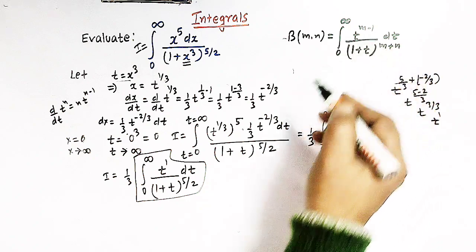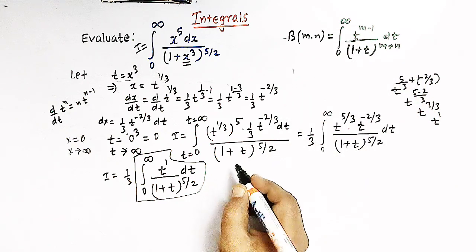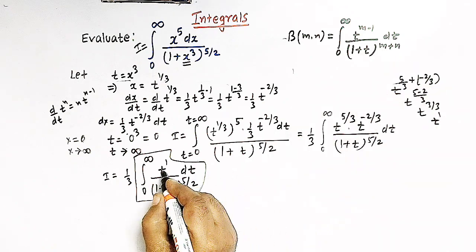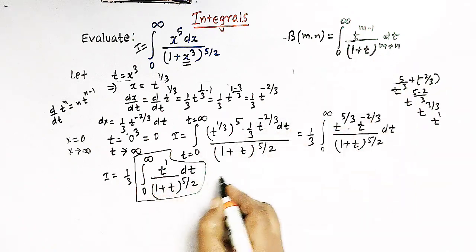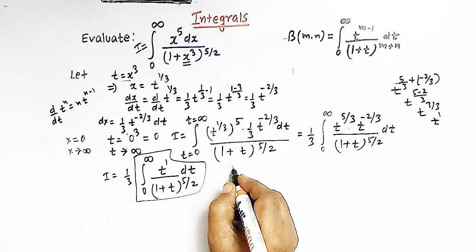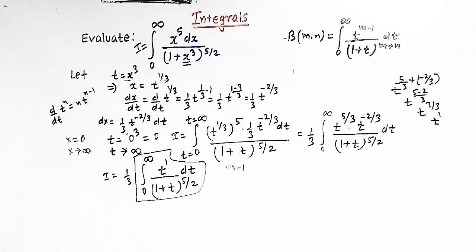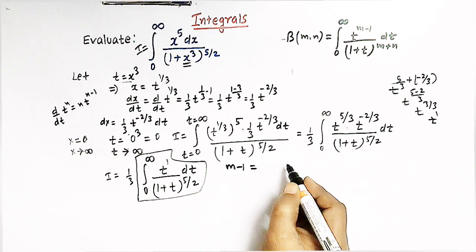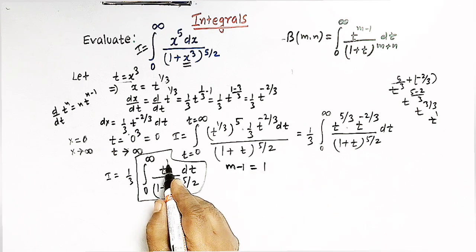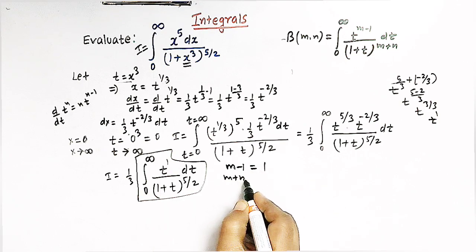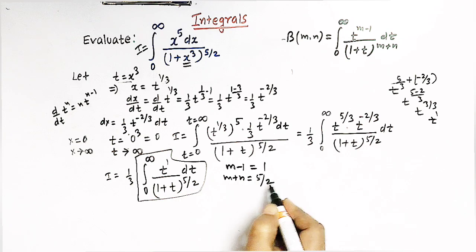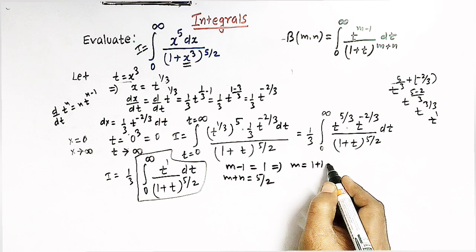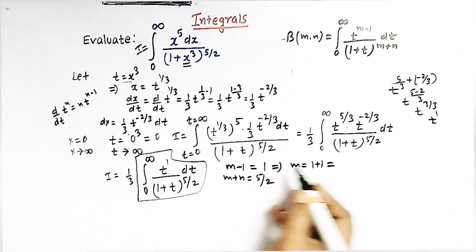So let us find out the values of m and n in order to express this integral in this form. So we can now compare both these integrals. So we have m minus 1 equal to 1, and then m plus n is equal to 5 over 2. So let us solve this equation. So we have m is equal to 1 plus 1, taking minus 1 to the right hand side.